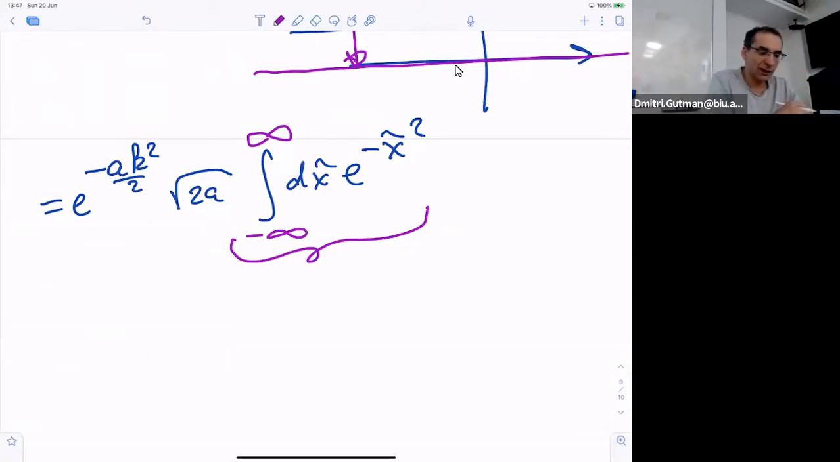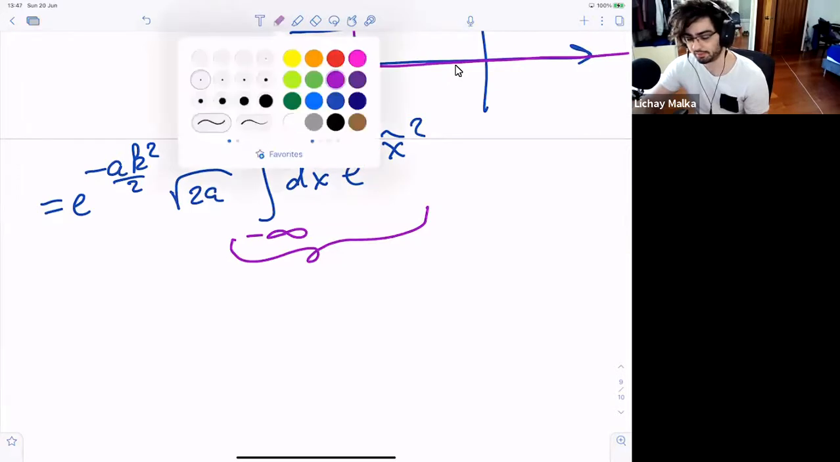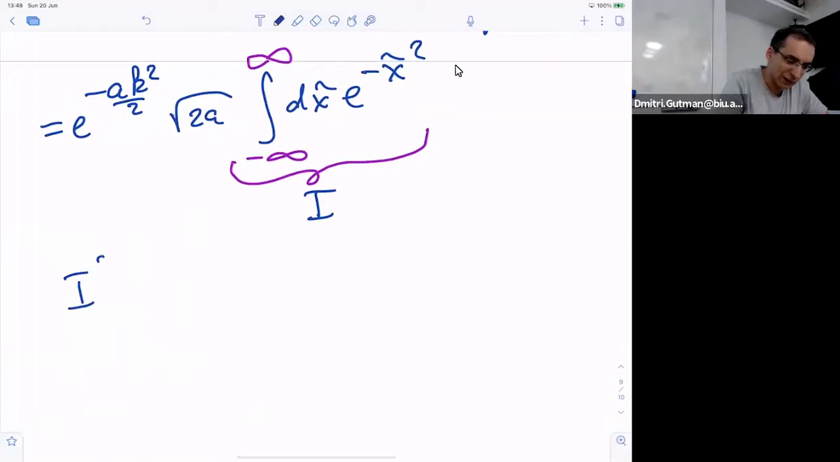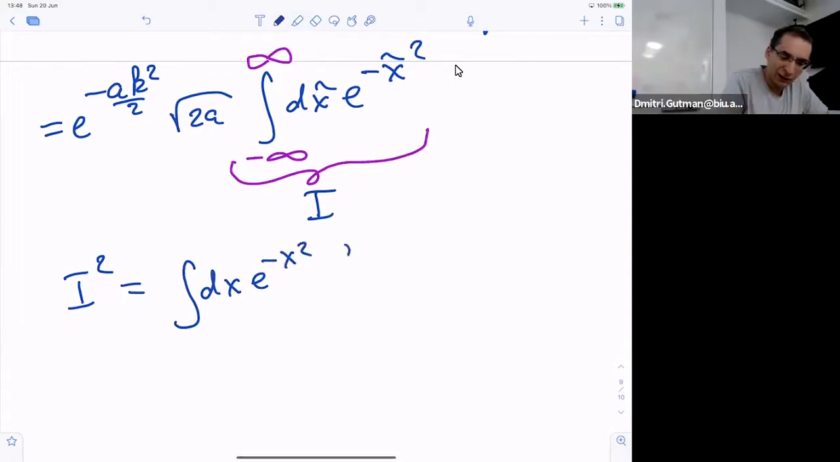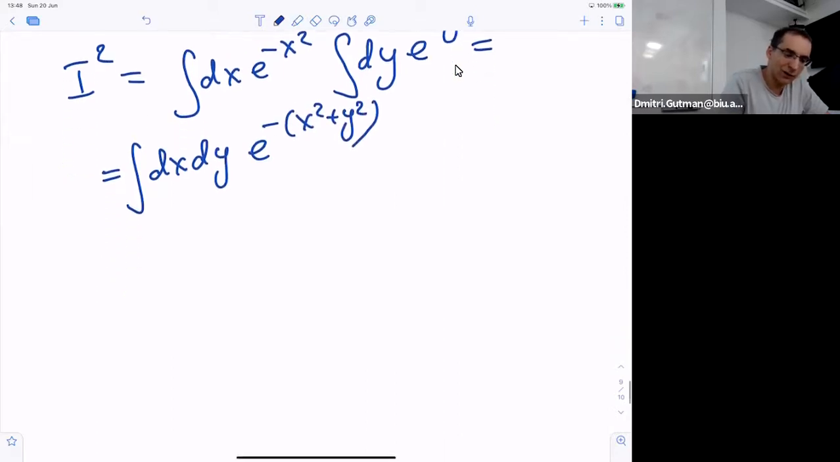Yes, that's of course correct, but how do we compute this constant? If we call this I, we calculate I squared. So I squared will be the integral over dx of e to the power minus x squared times the same integral, let's call it y. Then it's the integral dx dy of e to the power minus (x squared plus y squared). Let's look at this as a two-dimensional integral.